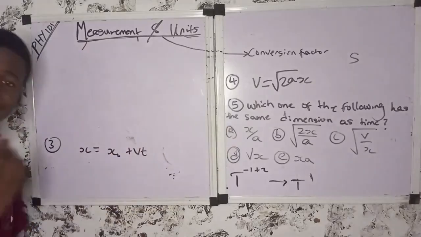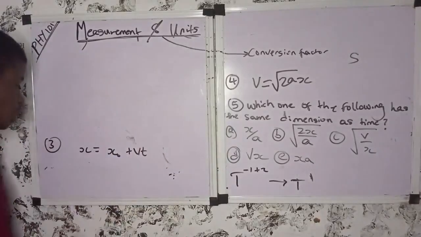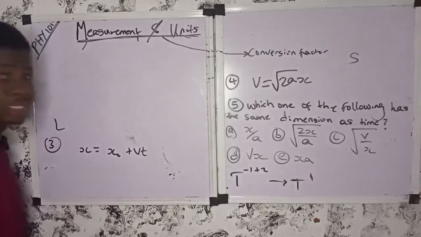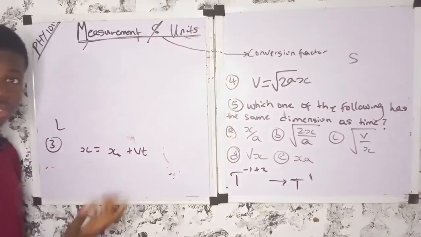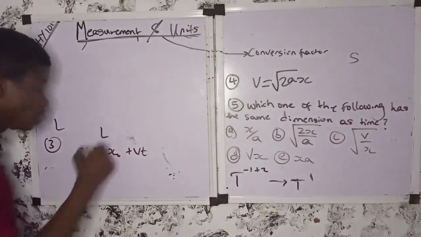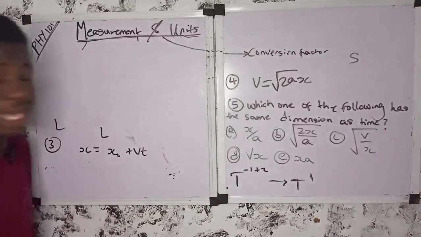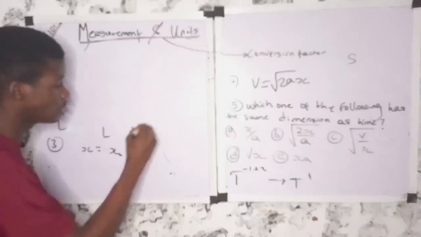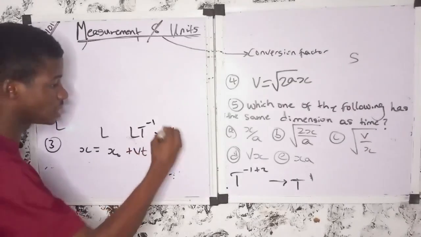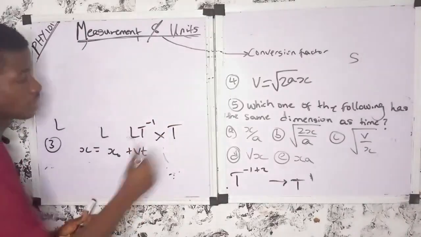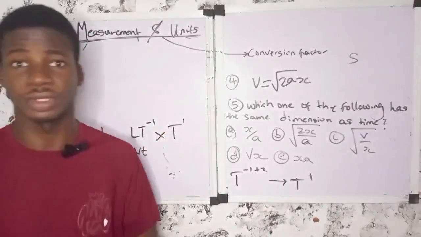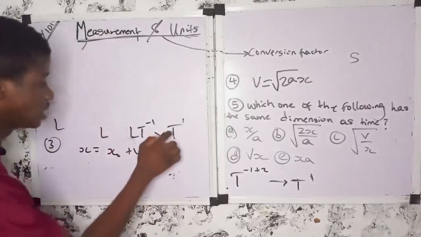Okay, number 3 is still x. So the total dimension here is L. If you look here, this quantity is L. It is distance, x naught, which is the initial distance, and the dimension of distance is still L. Now, what about velocity and time? The dimension of velocity is L T raised to minus 1. The dimension of time is T. T standing alone is still T raised to power 1, right? Yes, T raised to power 1.